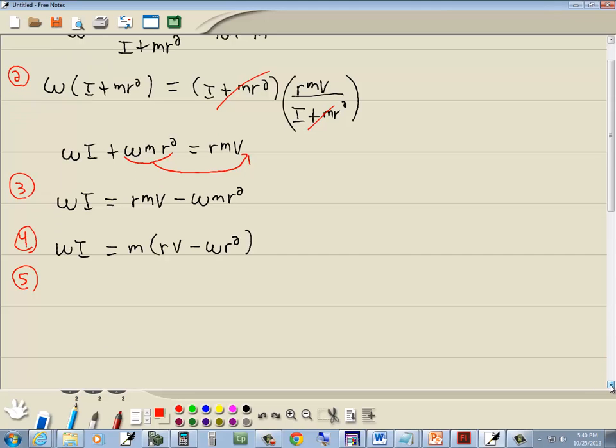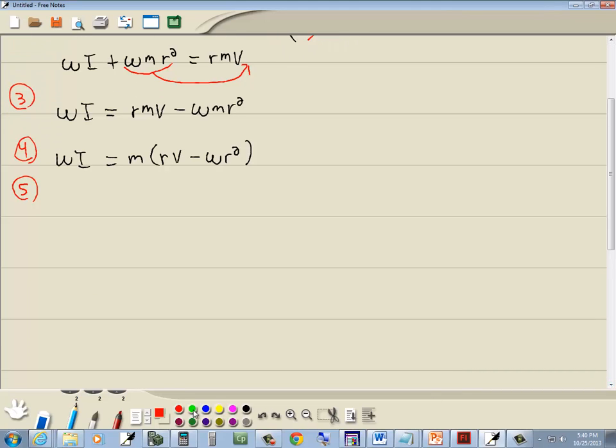Step 5. Divide both sides by what's in front of or behind the variable you're solving for. Well, there's nothing in front of the M, but there's an RV minus omega R squared after. So I'll divide both sides by that. So we got omega I divided by RV minus omega R squared equals M times RV minus omega R squared divided by RV minus omega R squared.